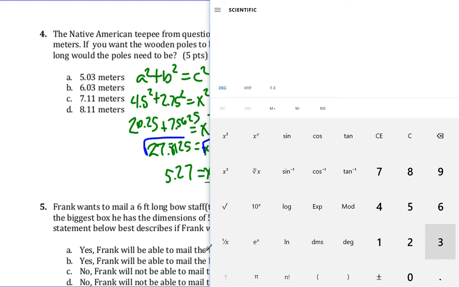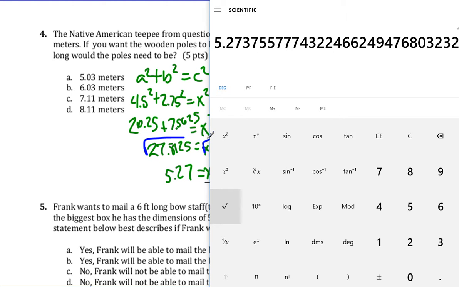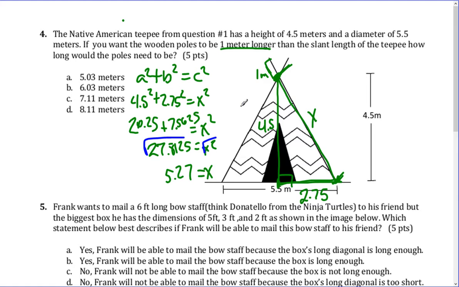4.5 squared is 20.25. Yeah, that's my radius. So 2.75 squared is 7.5625 plus 20.25 is 27.8125. I square rooted that, and I got 5.27. I guess there's a typo. I don't see a mistake.